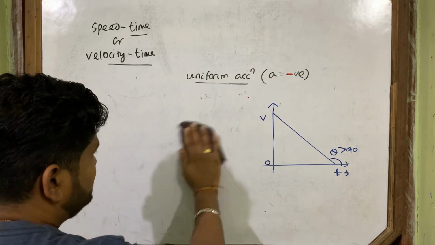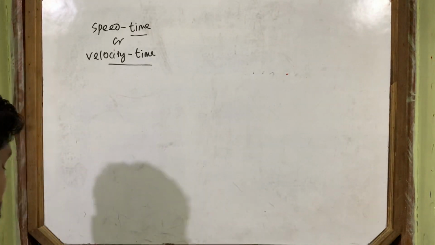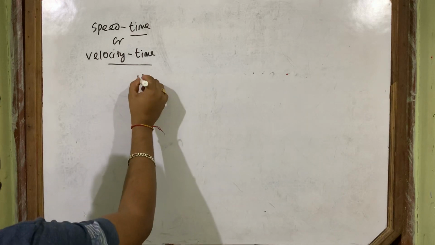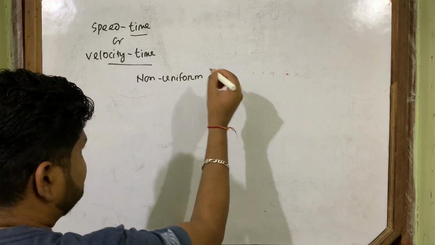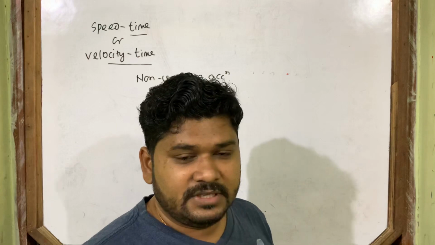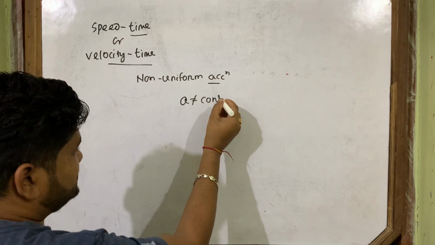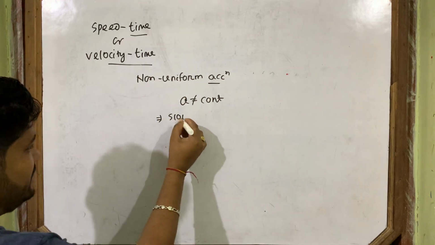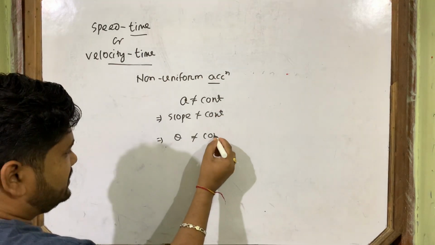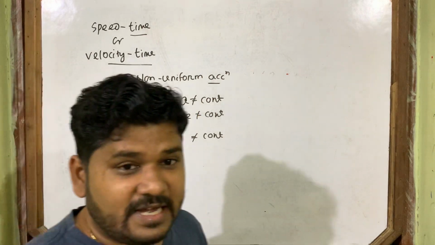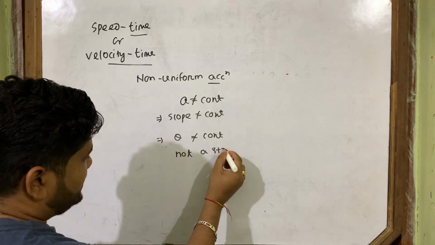Now we come to non-uniform acceleration. If non-uniform acceleration, then how the graph will be? Let's see. Non-uniform acceleration. How the graph will be now? If non-uniform, acceleration is not equal to constant. So that means slope is not equal to constant. Means theta not equal to constant. Means the graph is not a straight line.